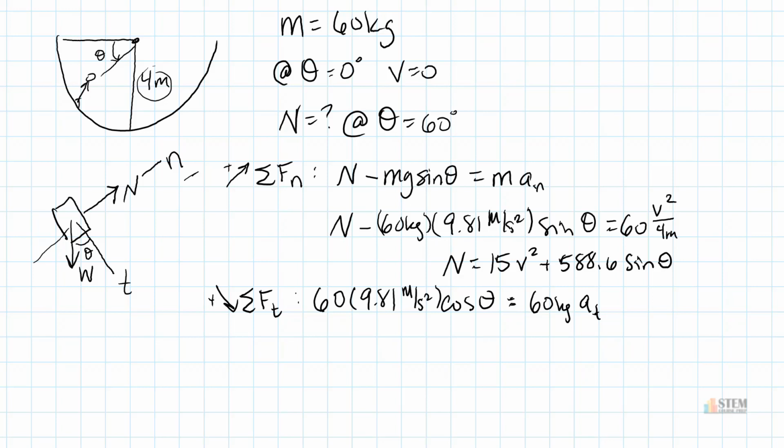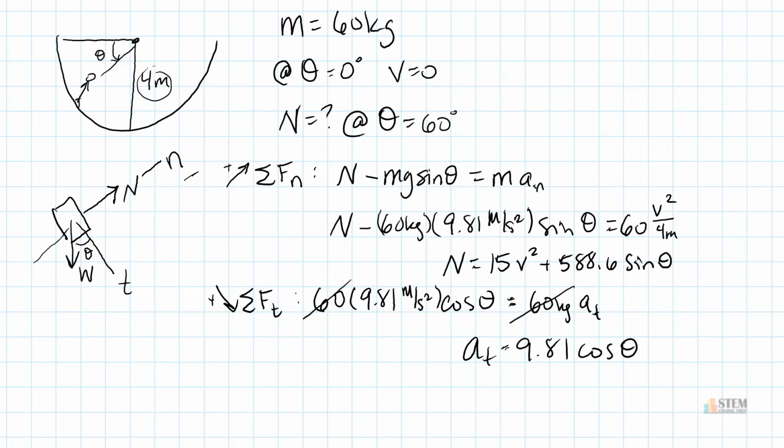Okay, so what we need to do then is solve for a_t. Now notice the mass terms here cancel. So we're going to have a_t equals 9.81 cosine theta.